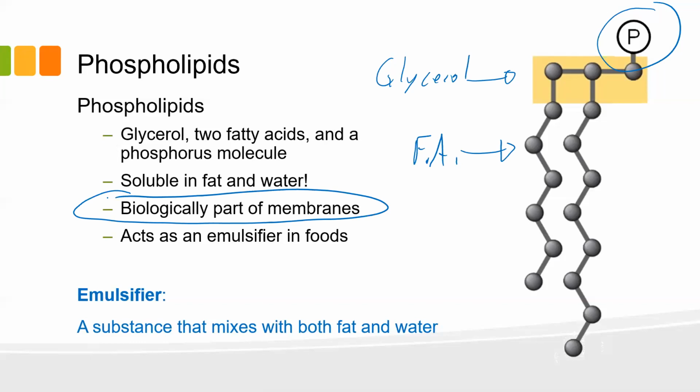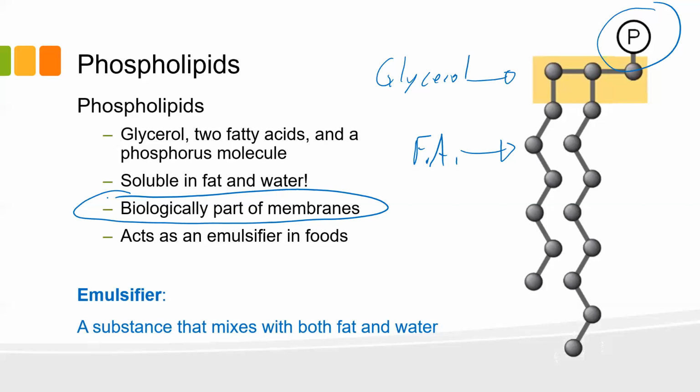Another thing to mention is that some phospholipids are actually used in foods. Phospholipids are emulsifiers. So an emulsifier, you can see I have a definition down there, is something that mixes with fat and water. It's a unique kind of chemical. So soaps, for example, and detergents are emulsifiers, and if you've got grease in something, they help to solubilize and mix that grease with the water so you can wash it away, right?